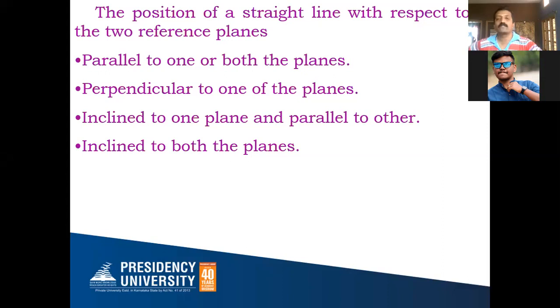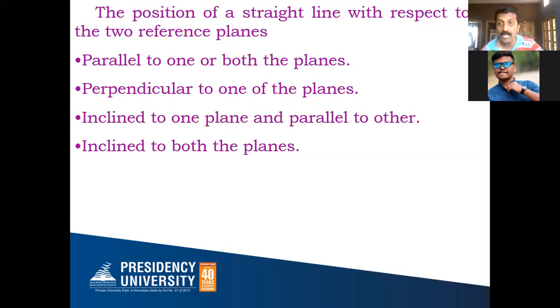For example, in the question, if it says the line measures 80 millimeter, that means the actual length of the line is 80 millimeter. That is the true length of your line. So this is one true length, and it is always represented by TL, the abbreviation. TL is nothing but true length. How to define it? It is the actual length of the line, called the true length.